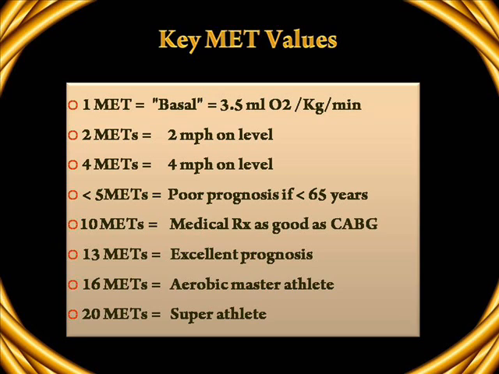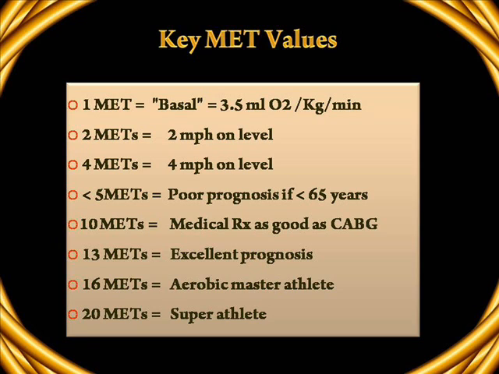13 METs, if somebody could do, excellent prognosis. 16 METs, aerobic master athlete, and 20 METs is a super athlete. So this is to say that anybody doing less than 5 METs is a candidate of poor prognosis. Anybody who is able to do 10 or above METs is a good candidate for medical treatment, and the risk for coronary artery disease is lower and the need for bypass grafting is also not there in persons who can do more than 10 METs of exercise.